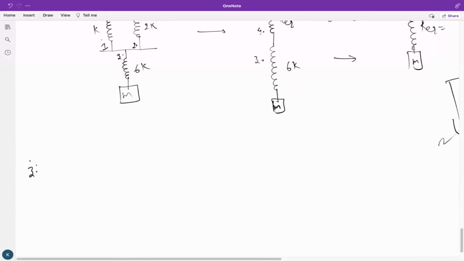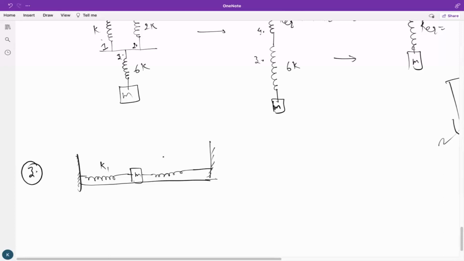Let me take question number 3. This time our block is in, there are 2 springs, right? And it has been given K, 2K. And you have to find its time period.